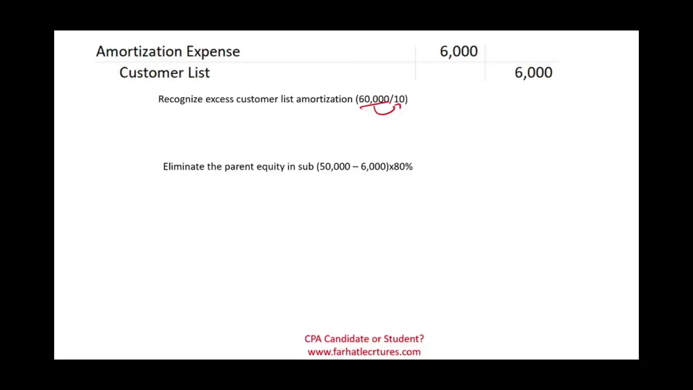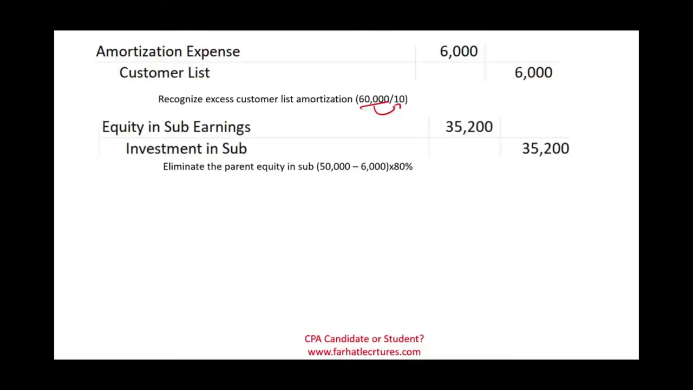Then at the end, we have to eliminate the parent's equity in sub's earnings, which is how much? The sub earned 50,000. The excess amortization is 6,000. Therefore, what we're left with is 44. We own 80%, which is 35,200. Remember, at some point, because we're using the equity method, we increased the investment by this much. When we consolidate, we have to reduce it.